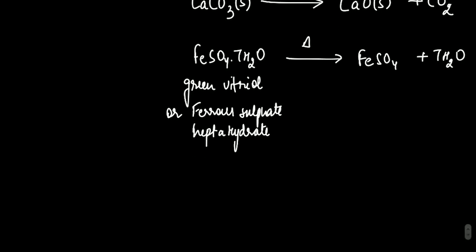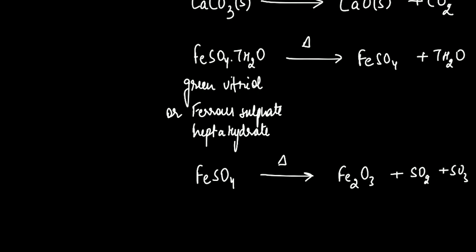But if we continue heating further, this ferrous sulfate can decompose into Fe2O3, sulfur dioxide, and sulfur trioxide gases. This is in the solid state, and this is also in the solid state. This is liquid because it's water. This is solid state, ferrous sulfate, Fe2O3 is also in the solid state. Now the sulfur dioxide and the sulfur trioxide are in the gaseous form.